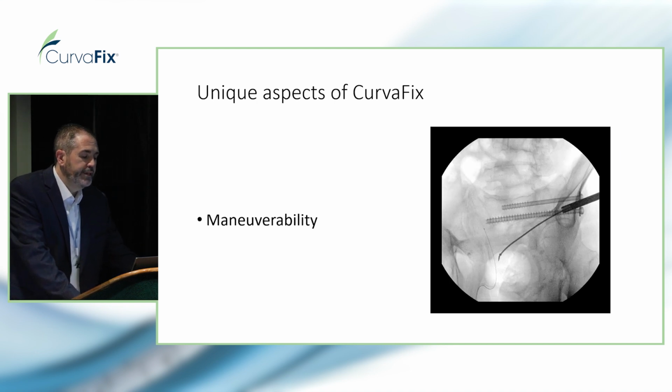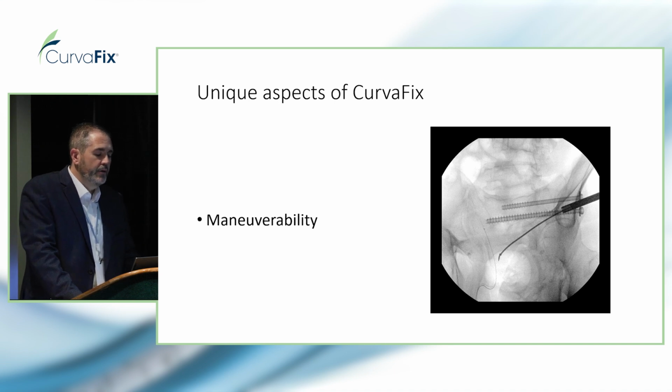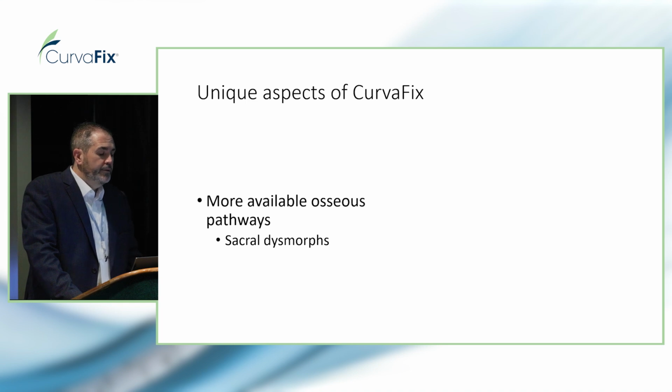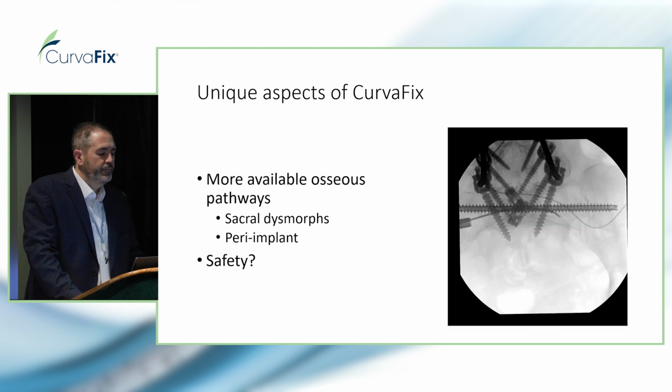Then the reason why I used it for my first case was maneuverability. So you can see here, rather than having to end in the pubic tubercle area, I was able to get it down lower, almost to the ischial ramus, at least the initial part of it. So there's more available osseous pathways, especially in sacral dysmorphs, and one of my indications is peri-implant fractures in working around indwelling sacral implants, usually from previous lumbosacral fusions.